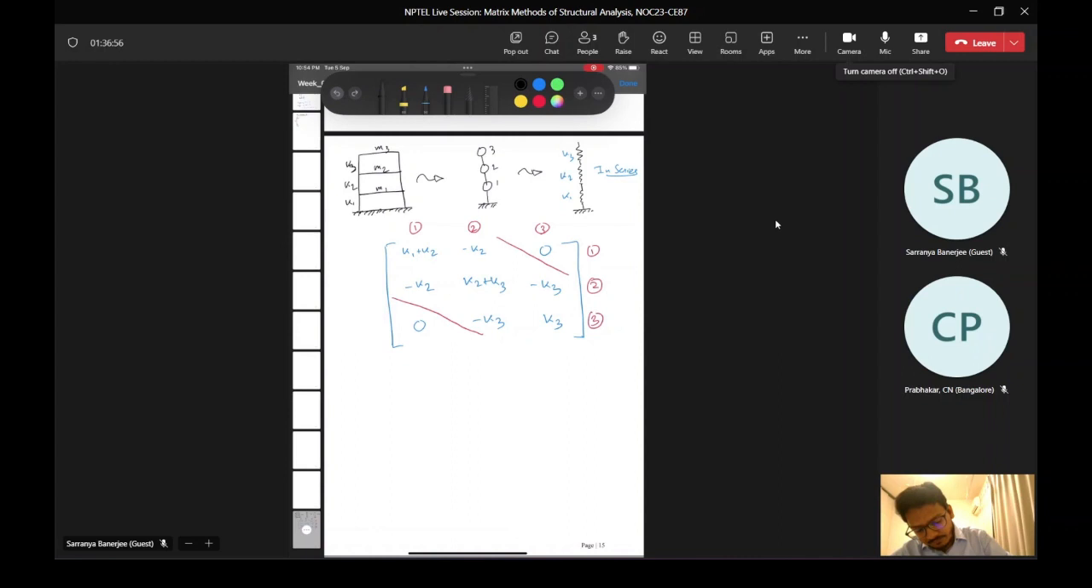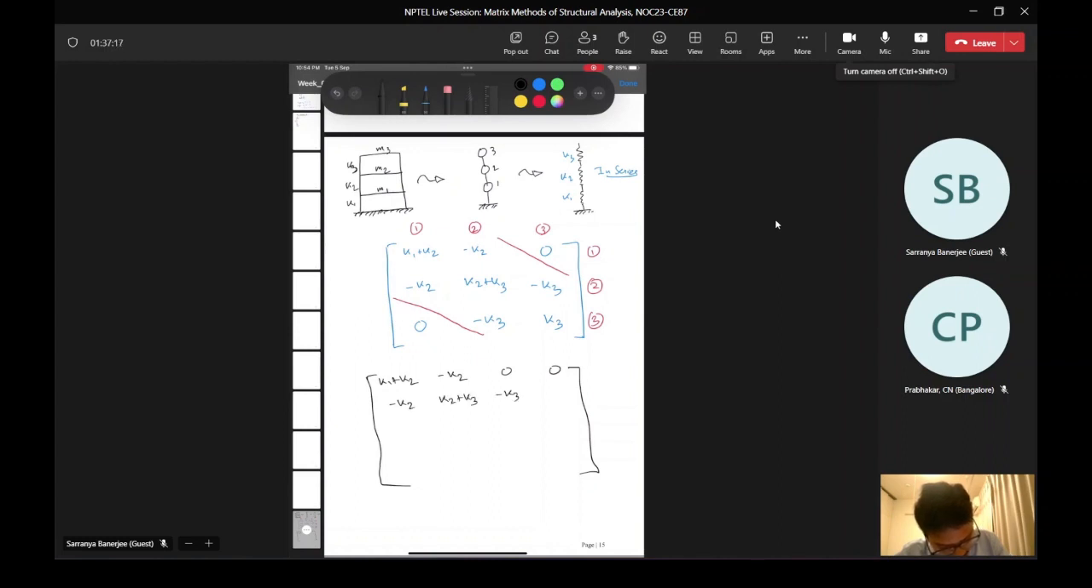Similarly, I have taken a small matrix, so let me take a bigger one. Let me just write it for a 4 cross 4 matrix: k1 plus k2, minus k2, 0, 0. But I think I will have to draw, otherwise I cannot make my point.